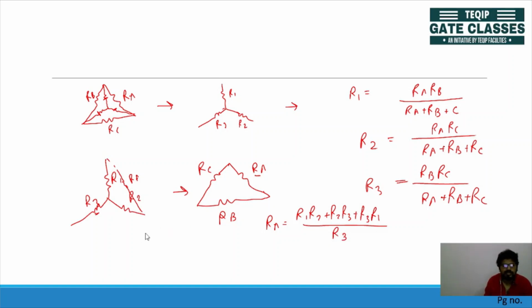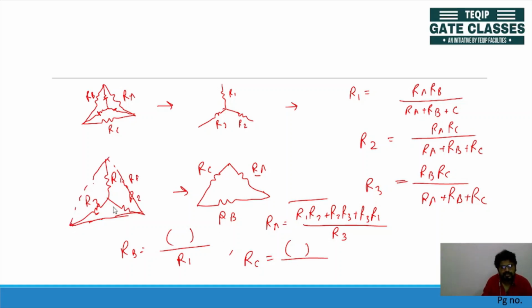Okay, in the same way for RB, the numerator will be the same, that is the sum of products, and what will be the denominator? RB is here, means RB is this one, so the opposite branch, that is R1, will be in the denominator. Okay, in the same way for RC, the numerator will be the same sum of products, and the denominator will be, RC is here, the opposite branch is this R2.